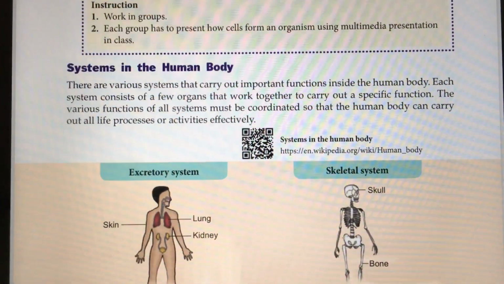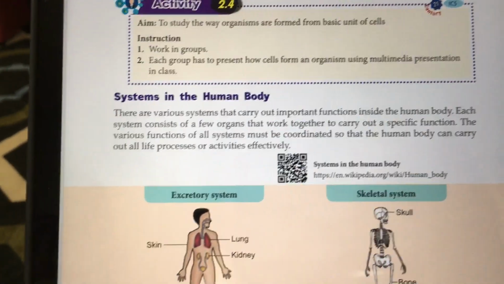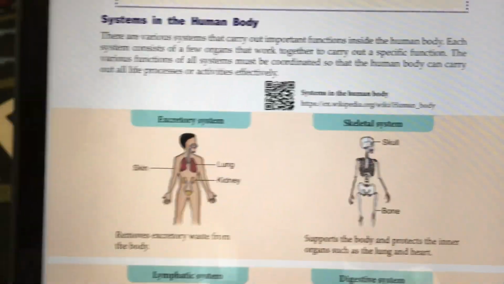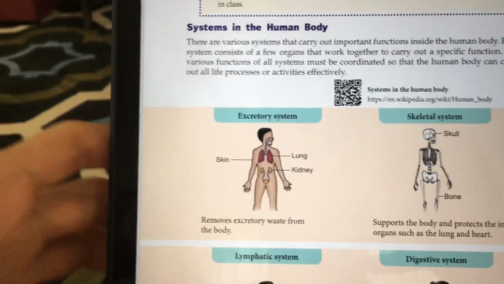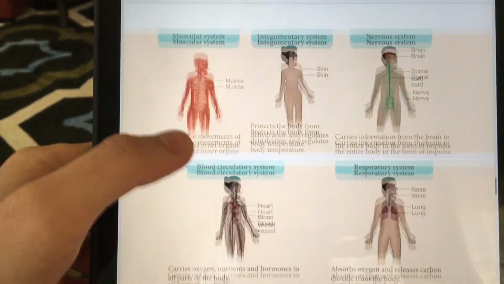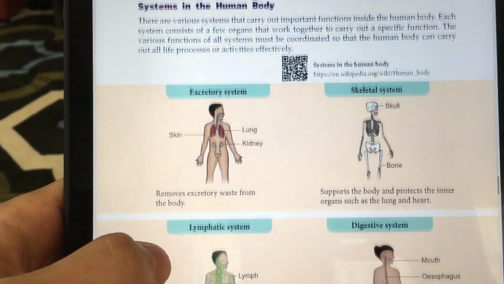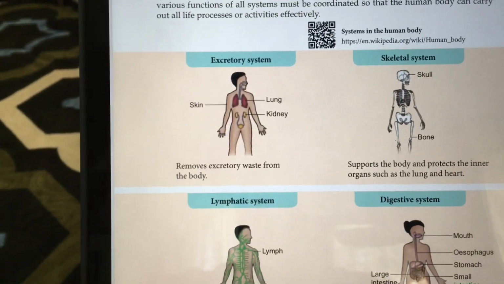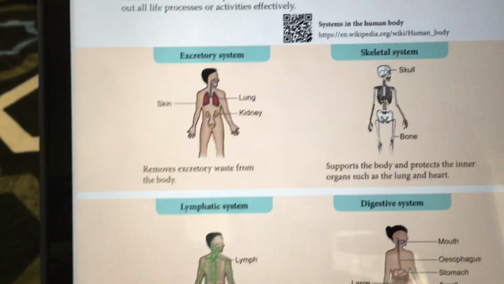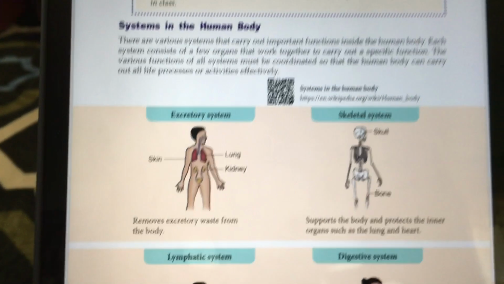Alright everyone, last subtopic for me, systems in the human body. Okay, I told you earlier we have different systems in our bodies. Here we have 11 systems. Now I'm just gonna translate everything here. If you need more information, you can contact me or your teachers, okay?